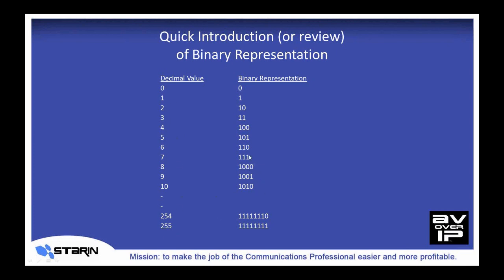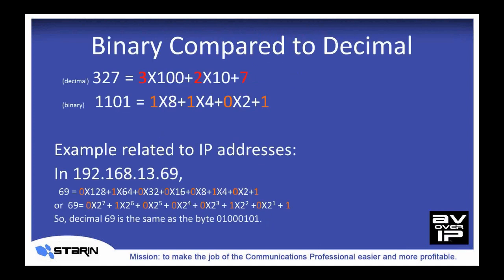That idea, combined with the idea that when we add a bit into the binary representation, it doubles the number of things we can represent, gives us the 2 basic concepts we need to understand addresses and masks. If we compare the decimal representation to the binary representation, the decimal representation 327 is nothing more than a shorthand for 3 times 100, plus 2 times 10, plus 7. If we write this number 1101, it means 1 eight plus 1 four plus 0 twos plus 1, decimal 13.